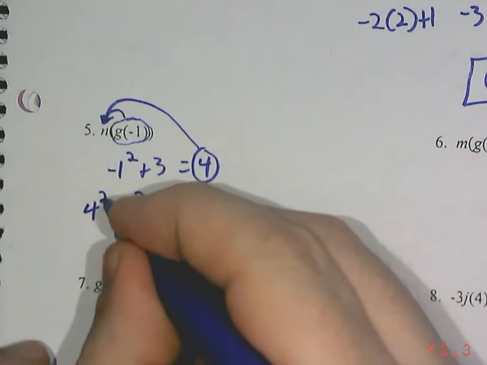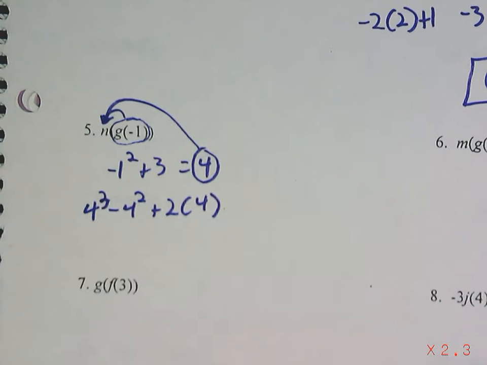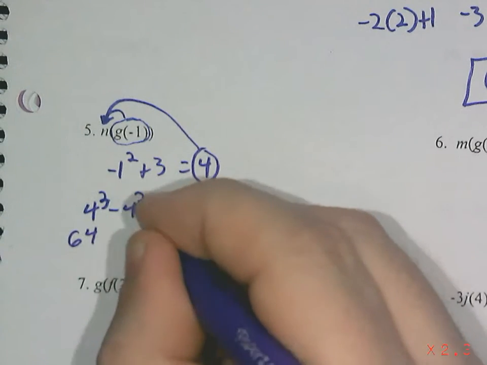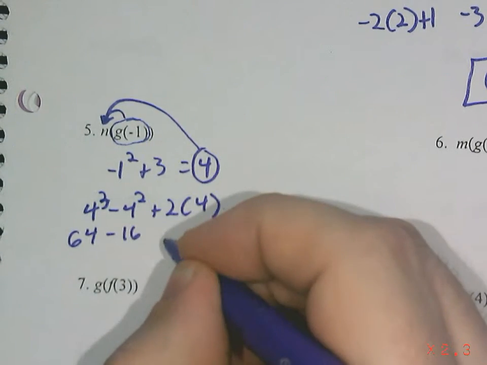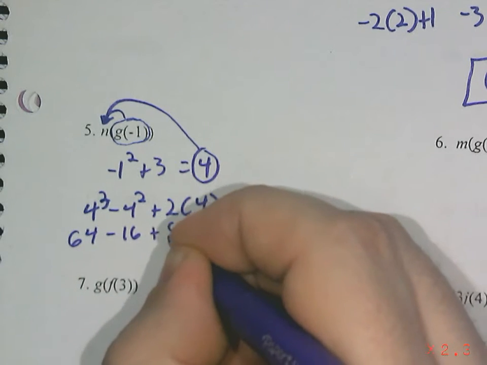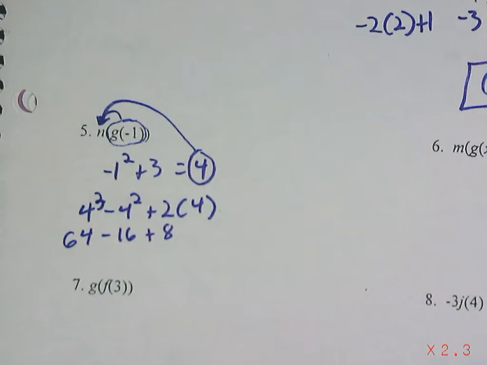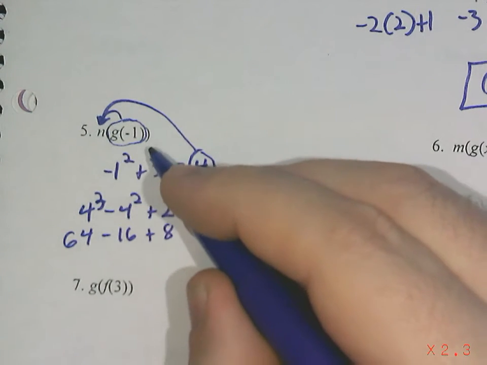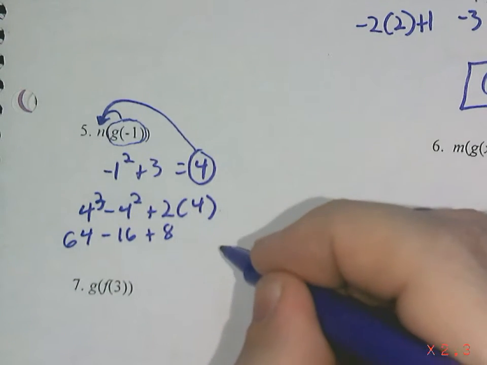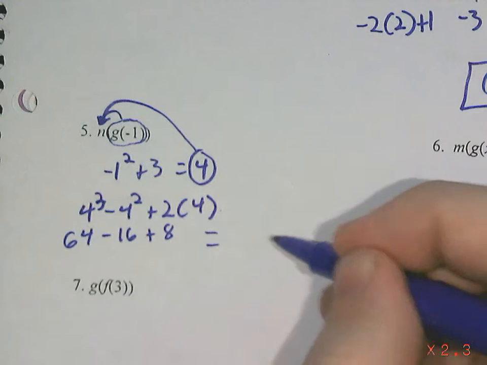Okay, 4, that's a cube. 4 to the third power should be 64. Just double checking, I'm sure it's 64. But yeah, so 64, and then 4 squared is 16, and then 2 times 4 is 8. 64 minus 16 plus 8 is going to be 56. So n of g of -1 is going to equal 56.